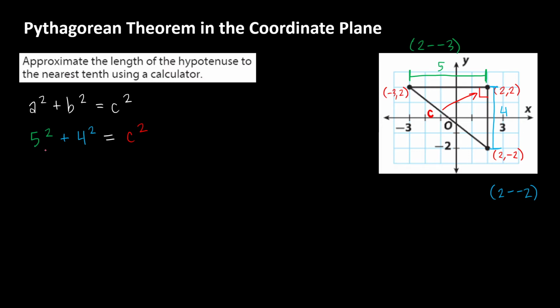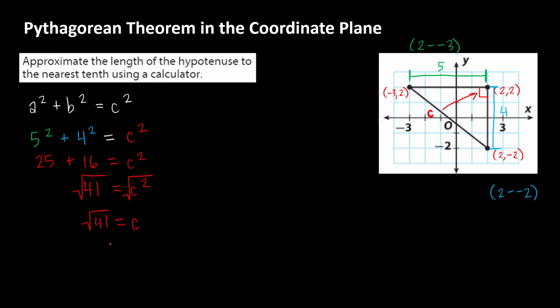So we need to evaluate our exponents first. 5 squared is 25. 4 squared is 16, and it's equal to c squared. Combining our terms on the left side of the equation, 25 plus 16 is 41. And that's equal to c squared again. We're going to take the square root of both sides to get c by itself. And c is going to be the square root of 41.